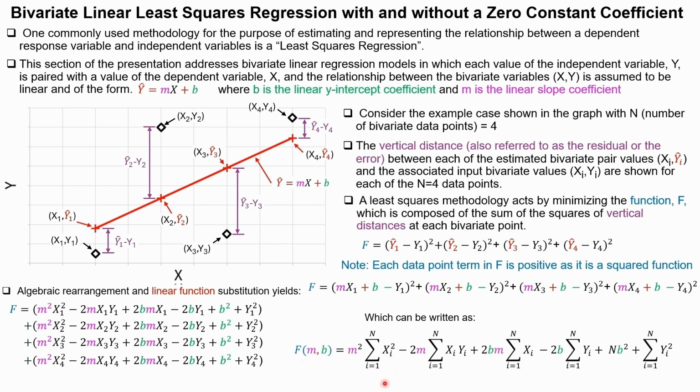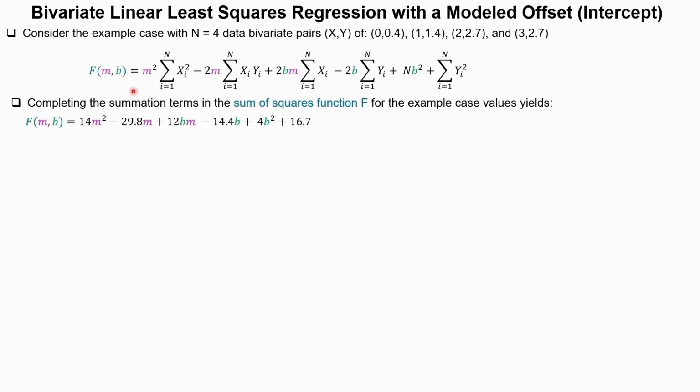So you can see there's terms which involve m, which involve b, and here one with the product of m and b. The sum of squares function f for the linear regression model has terms which are functions of the independent variable and the dependent variable. Some terms are the sum of all the independent variables squared, the product of the independent and dependent variable, and the dependent variable squared. If one has four bivariate pairs with these x, y values, these sums can be completed, and the resulting sum of squares function is shown as follows.